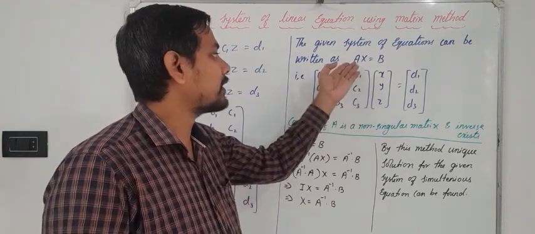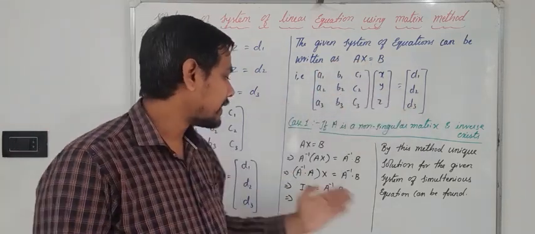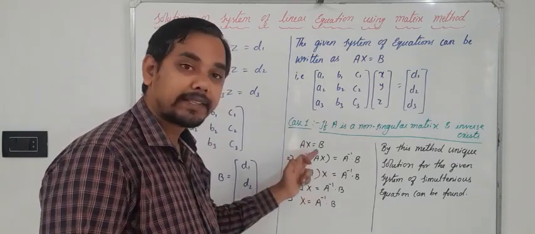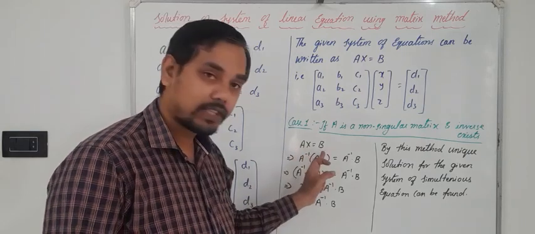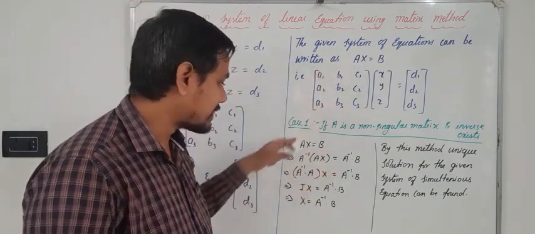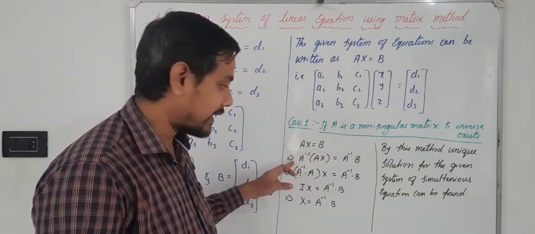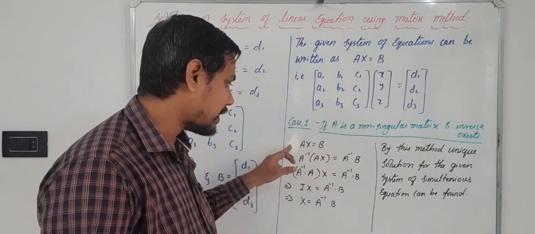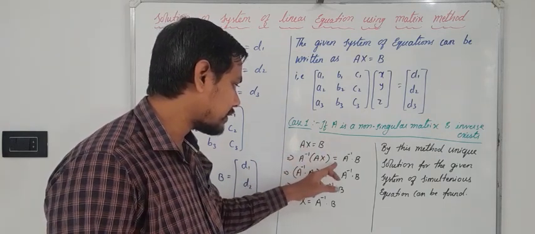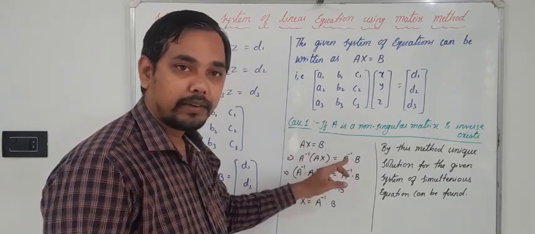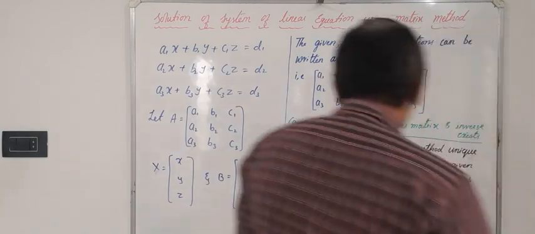Then what is this? This is nothing but the representation of Ax = B. This is A, this is x, this is B. We'll take up the same thing, Ax = B, and multiply A inverse on both sides of this equation. If I multiply A inverse on both sides, what do I get here? A inverse into Ax is equal to A inverse into B.